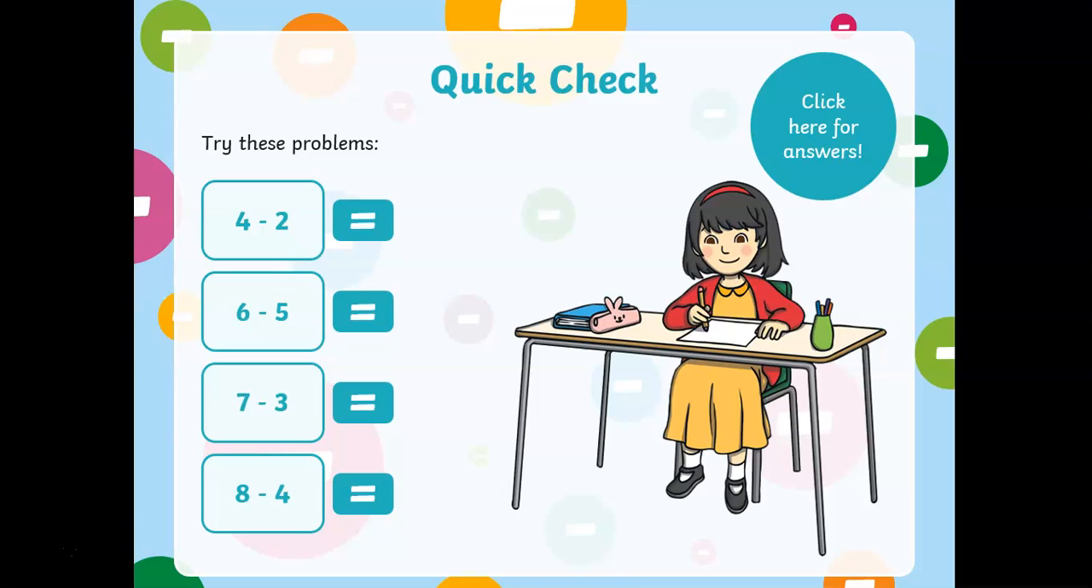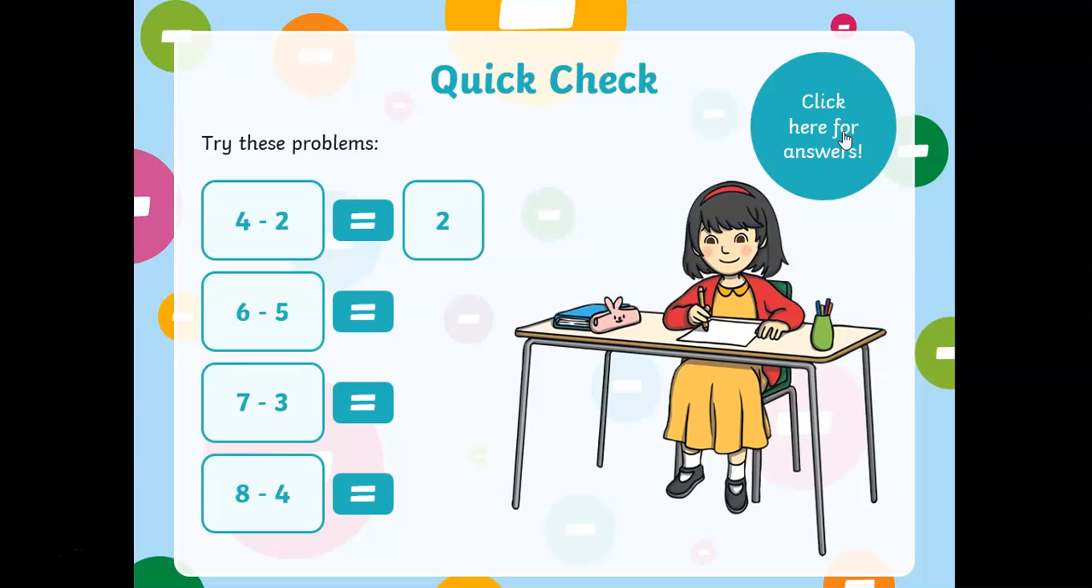The first one says 4 minus 2. Hold up 4 fingers, take away 2. How many do you have left? Excellent. 2 fingers left, just like you said. Good job, ladies and gents. Now we're going to move on to the next problem, and then we're going to finish up this page.